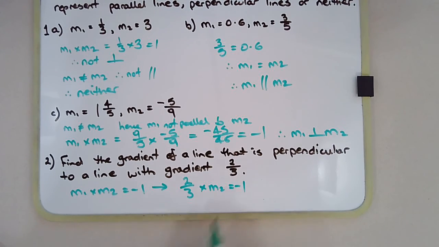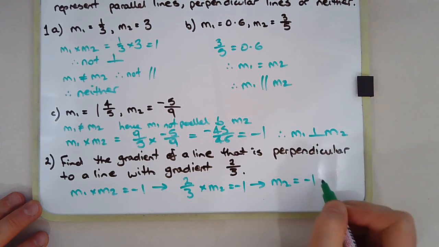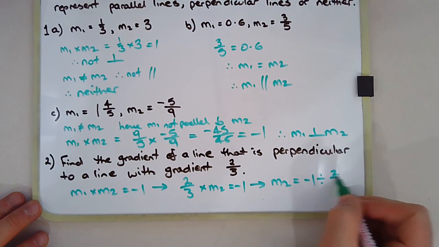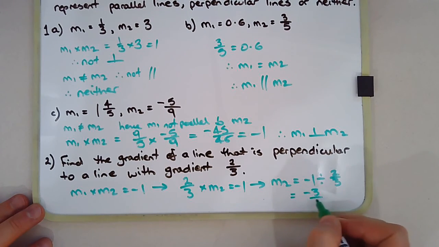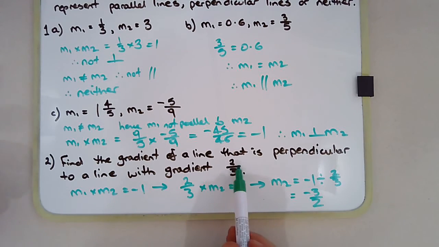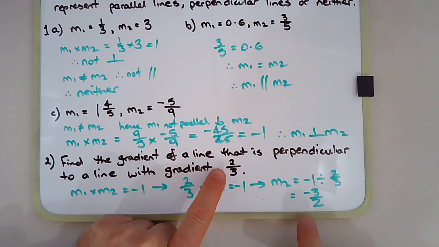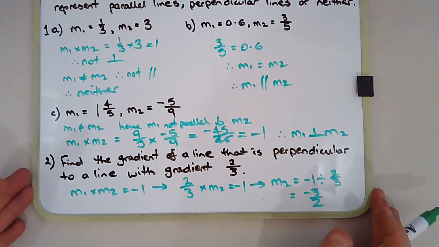If we rearrange this formula, M2 is equal to negative 1 divided by 2 over 3, and that equals negative 3 over 2. So this gradient, negative 3 on 2, is perpendicular to a line with gradient 2 on 3. In fact, if you multiply these together, you can see clearly it's going to equal negative 1. So this gradient here would represent a line that's perpendicular to the line with gradient 2 over 3.